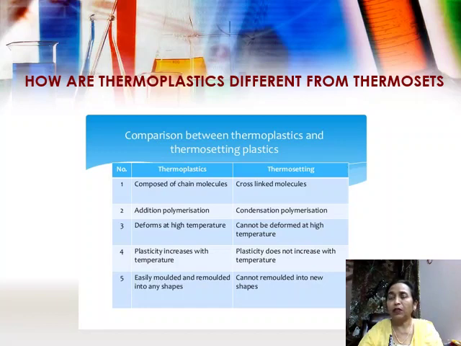Can you now tell me why the pressure cooker handle is made of thermosets and not of thermoplastic? If it is made of thermoplastic, when you cook food, the handle will get deformed. Therefore, this is made of thermoset plastics.